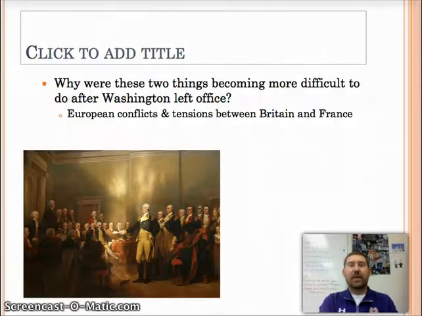All right, then the last thing we've got to worry about in 3.1 is why these two things became more difficult to do after Washington left office, as far as staying out of foreign alliances and avoiding the formation of political parties. It's simply because of European conflicts and the conflicts that arise in America because of what's happening between Britain and France.